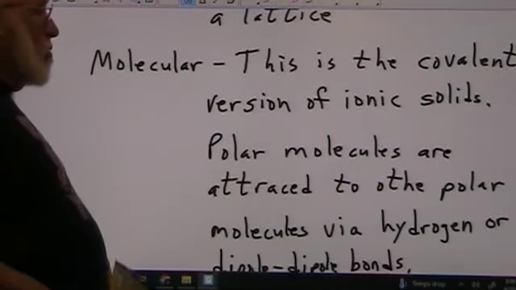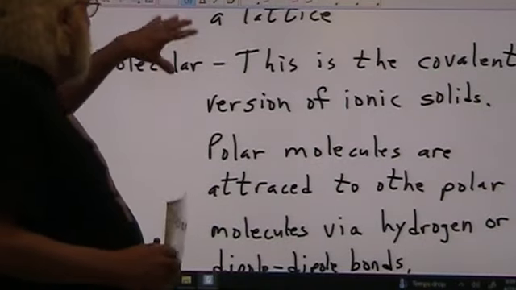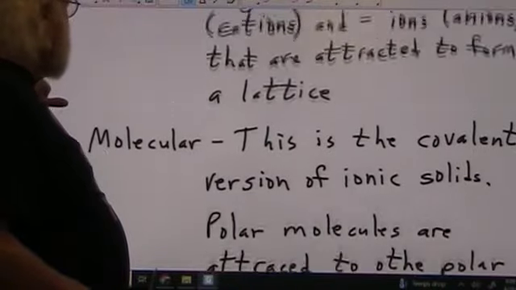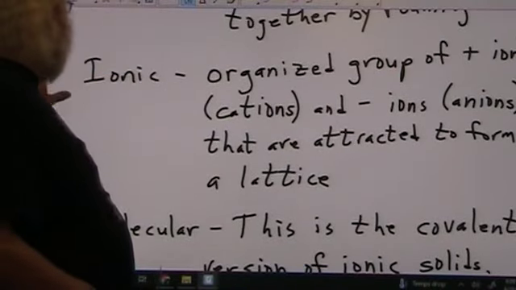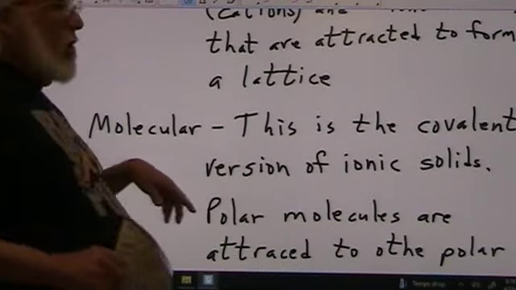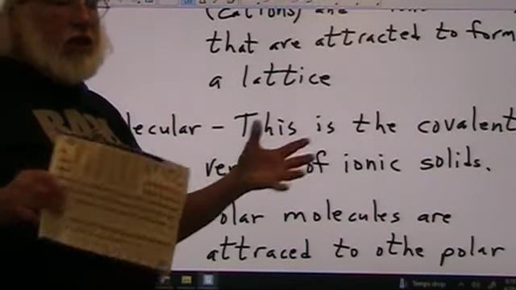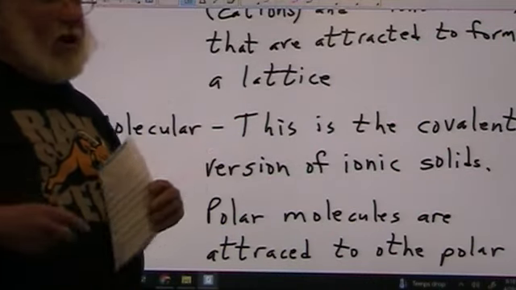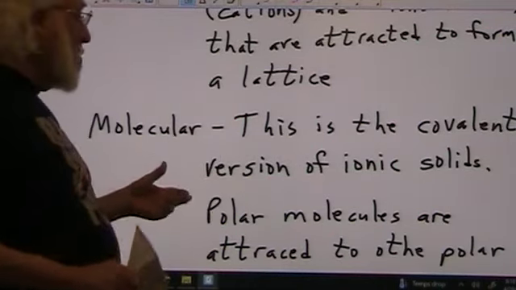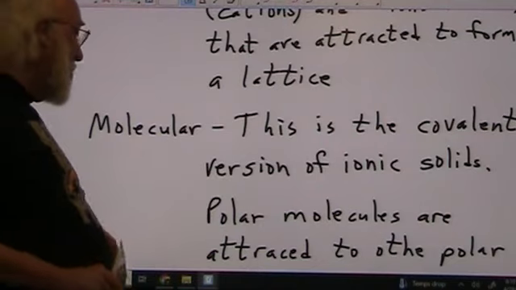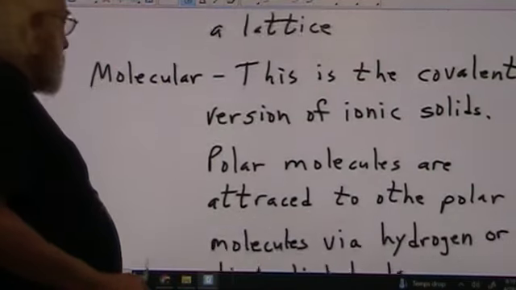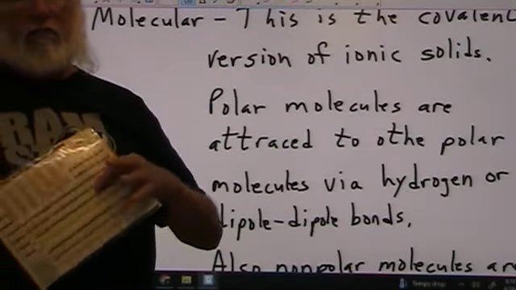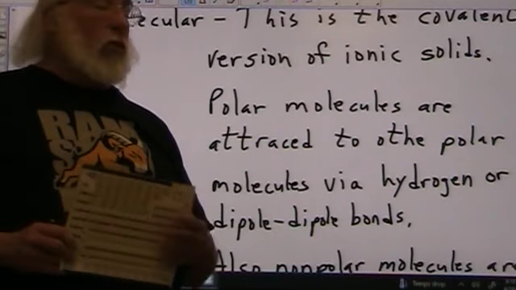Okay, molecular is the covalent version of the ionic, and instead of having positive and negative ions, we have positive-like and negative-like parts of molecules in covalent structures. So it's the covalent version of an ionic solid. Polar molecules are attracted to other polar molecules because positive on one side is attracted to negative, and they will create a lattice structure as well.